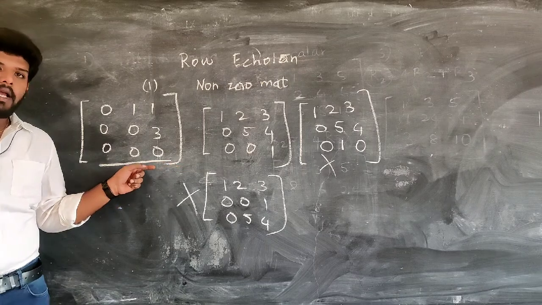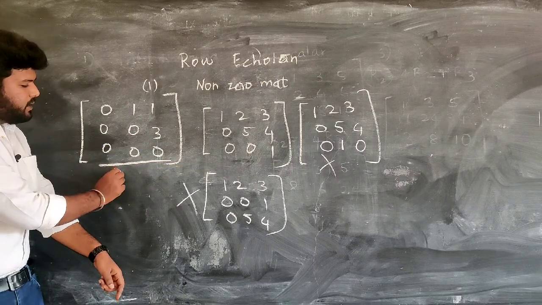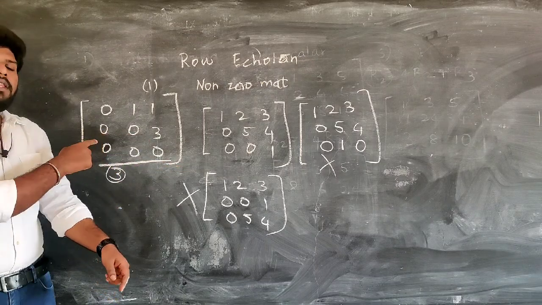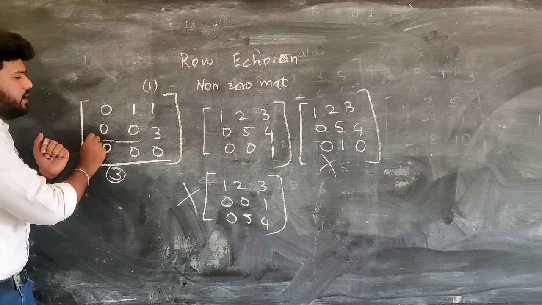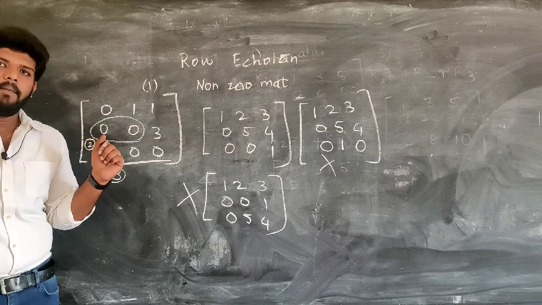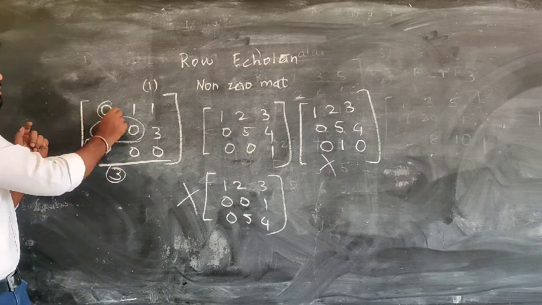When I come to the next row, there are only 2 zeros, so the zeros decrease. Going above that, there is only 1.